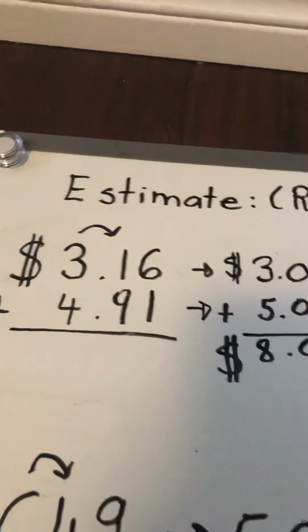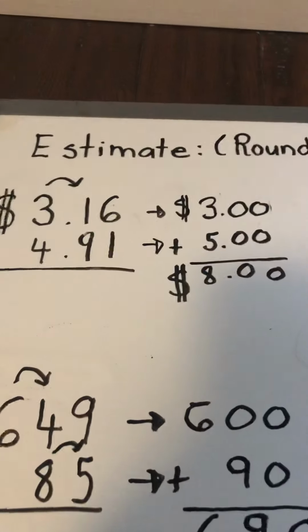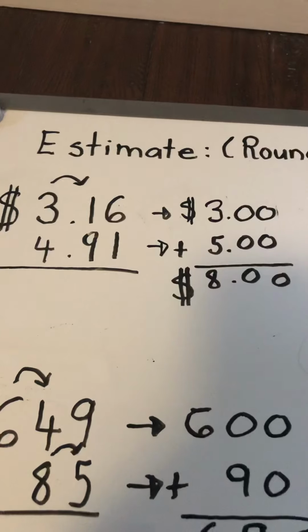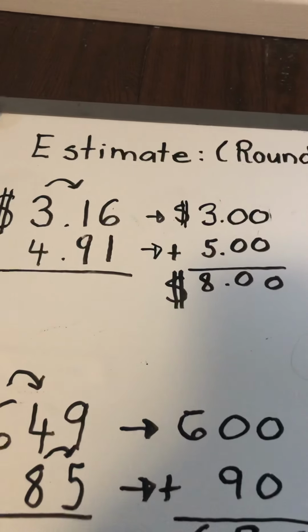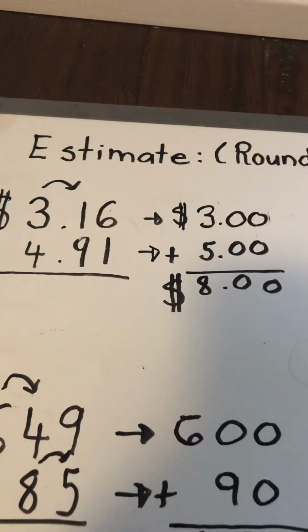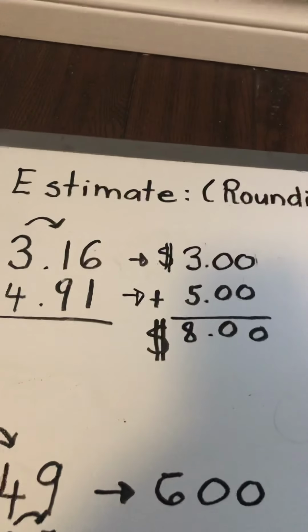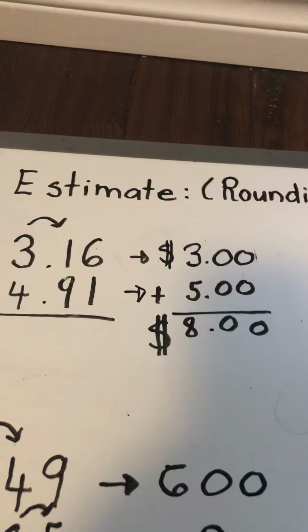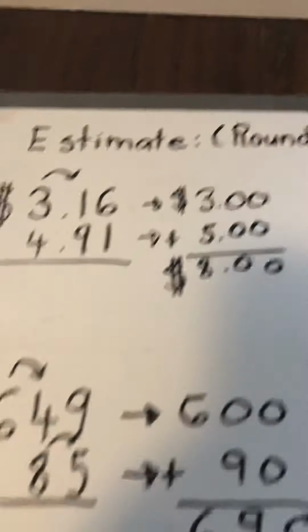So again, we don't want an exact answer. When you're estimating, you are rounding. So round the top number, the bottom number, and you will get a pretty close sum. It won't be exact, but it will be pretty close.